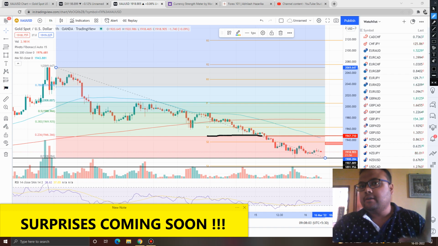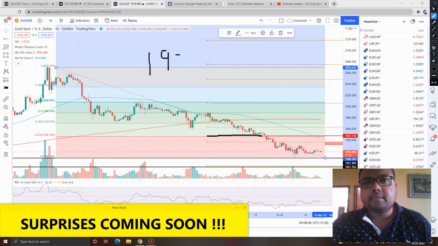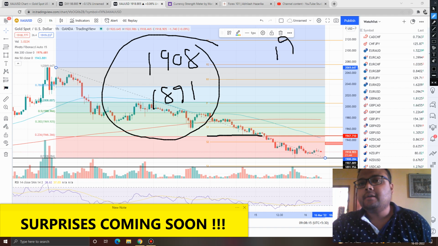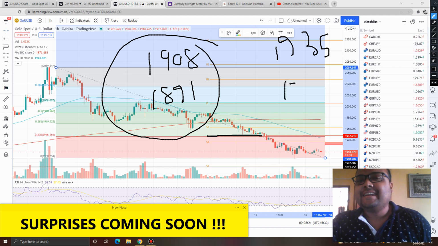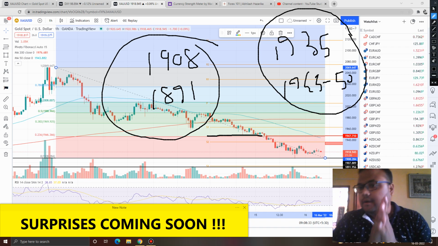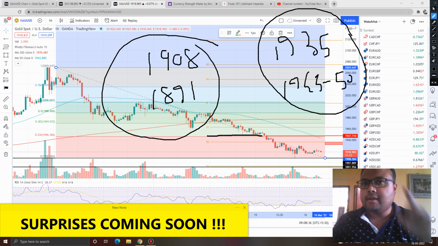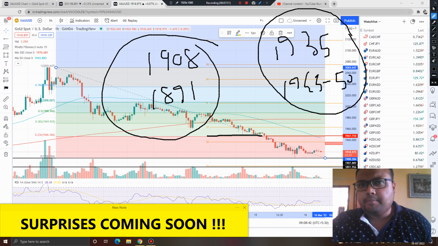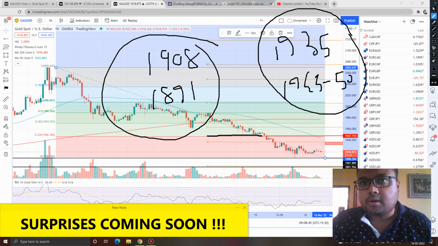So if market goes down, again I'm repeating, then 1908 will be important, and the next will be 1891. And if market starts going up, then 1930 to 35 and 1945 to 1950. These two are the important levels if market goes up. But right now we are in a dilemma. We do not have any clear picture. So it's better to wait. Keep in mind, today we have big events coming up, so be careful and please use proper stop loss.